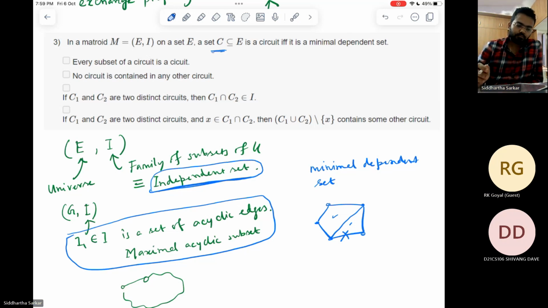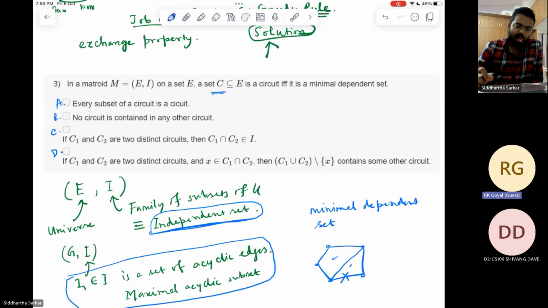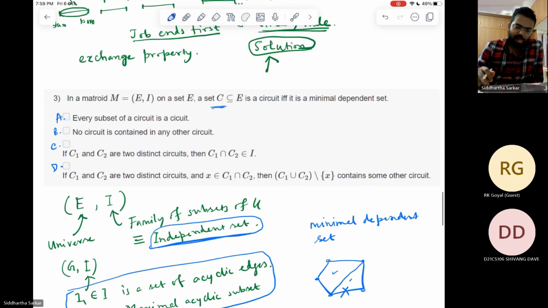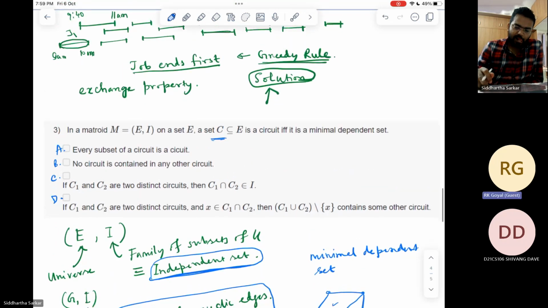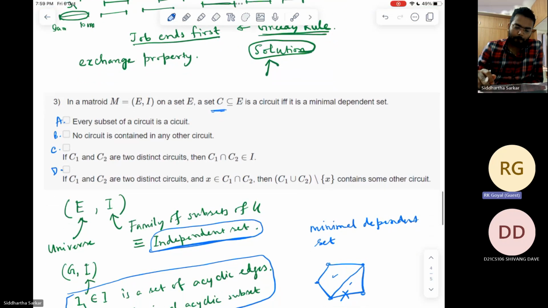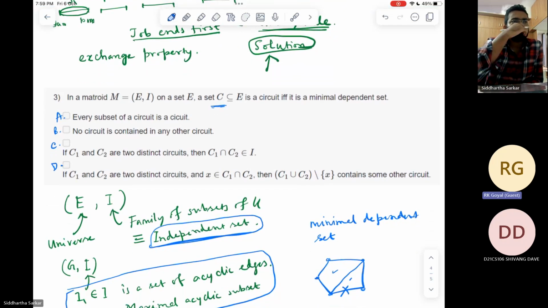Yes. So let's try the first one, at least the first one. Can you slightly scroll it up so that I can see the question? Yeah, thanks. So now they are asking, every subset of a circuit is a circuit.